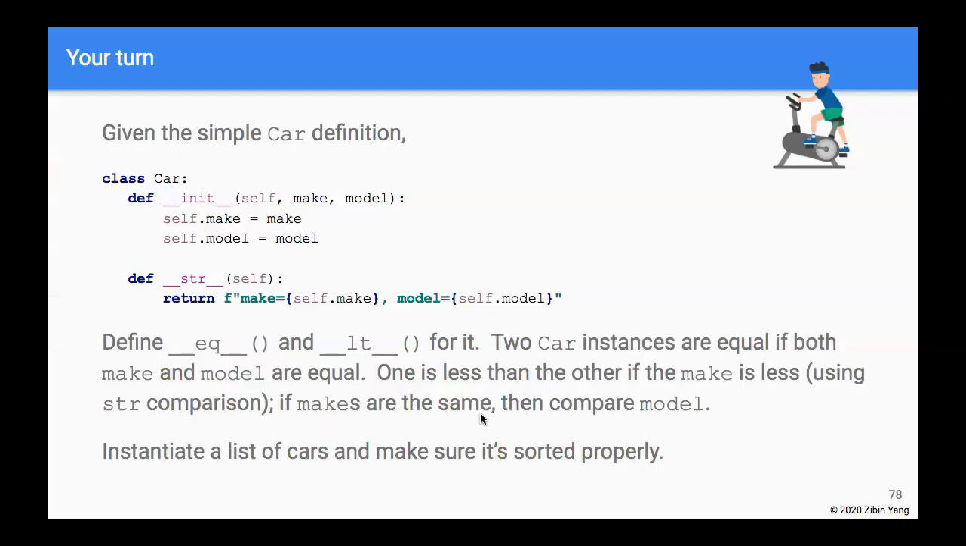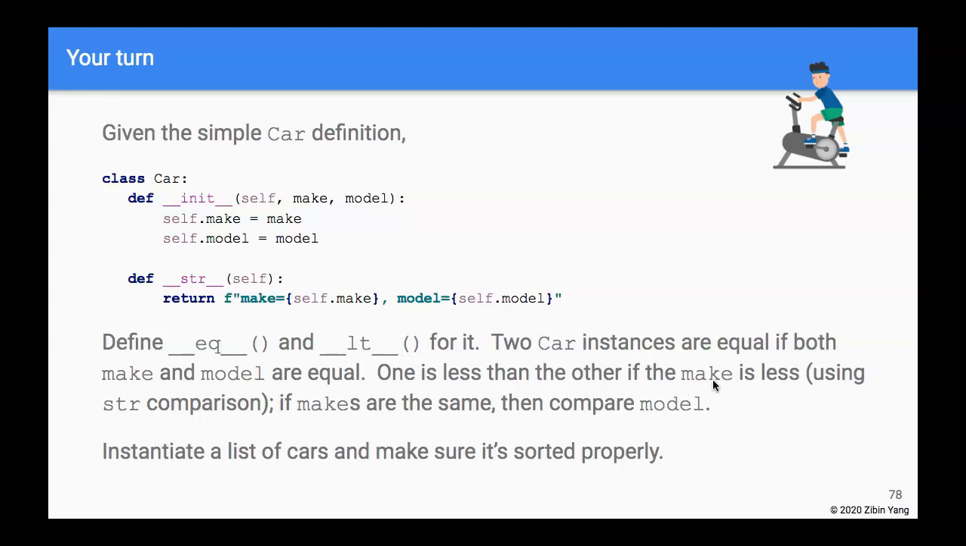So now I'd like you to practice writing comparison operators for this very simple car definition, which just has two attributes, the make and the model. So two car instances are equal if the make attribute and the model attribute are equal. And one car is less than the other if the make attribute is less, and because the make attribute is a string, you can compare two strings to see if one string is less than the other.